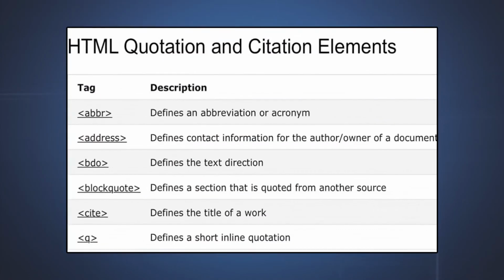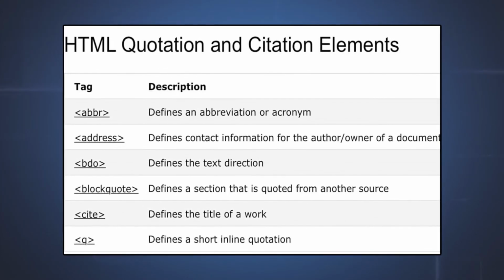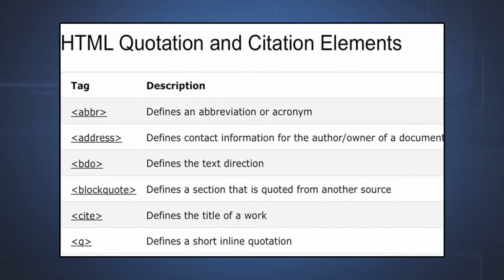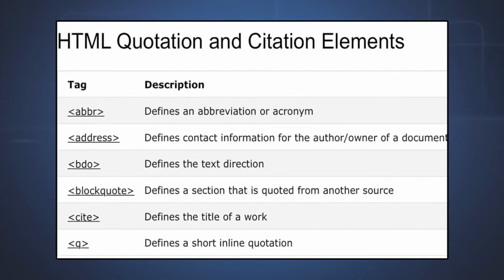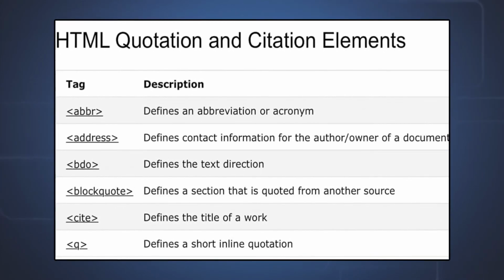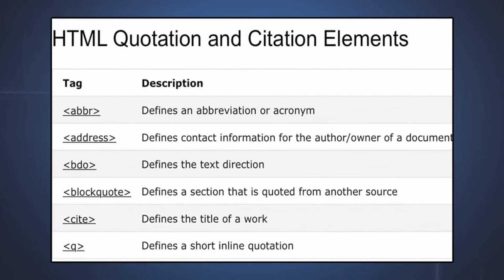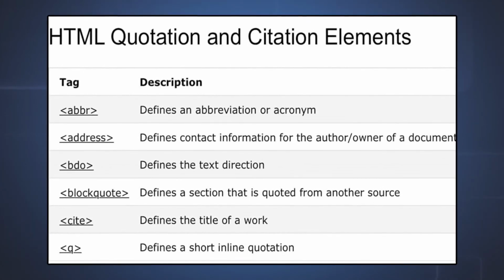Then we have many other tags also, but here let us just review what tags or elements we have covered. One is the ABBR tag, it defines an abbreviation or acronym. Then we have the address tag, it defines contact information for the author or owner of the document. Then we have the BDO tag, it defines the text direction. We have the blockquote tag, it defines a section that is quoted from another source. The cite tag defines the title of the work. Then we have the Q tag, it defines a short inline quotation.